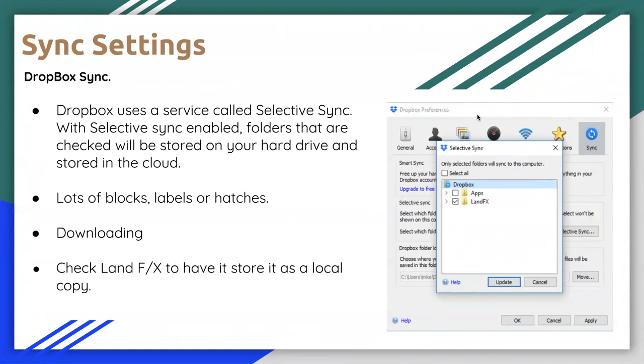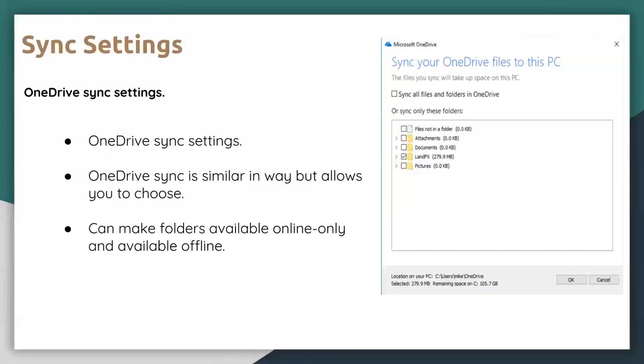So make sure the selective sync is turned on for the land effects folder so that it downloads the folder and stores a local copy on the local machine. OneDrive has a similar setting. Again, Google is going to have a similar one. ShareFile will have another one. Most of them are offering this option now, so it's something you'll definitely want to keep an eye on. So just make sure that the land effects folder is set to store a local copy. If you're not sure what the setting is, most of these providers have documentation that outlines them. They'll be able to point you in the right direction.